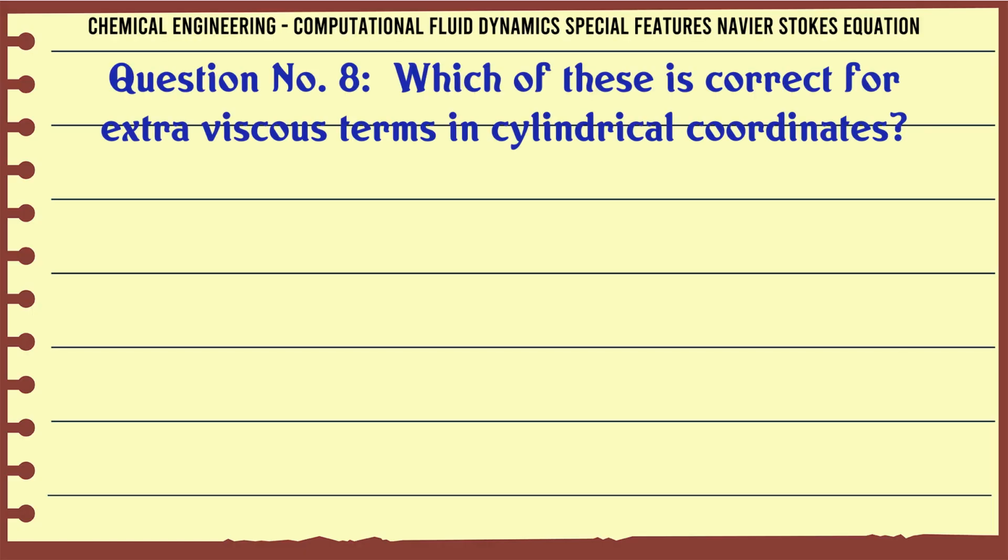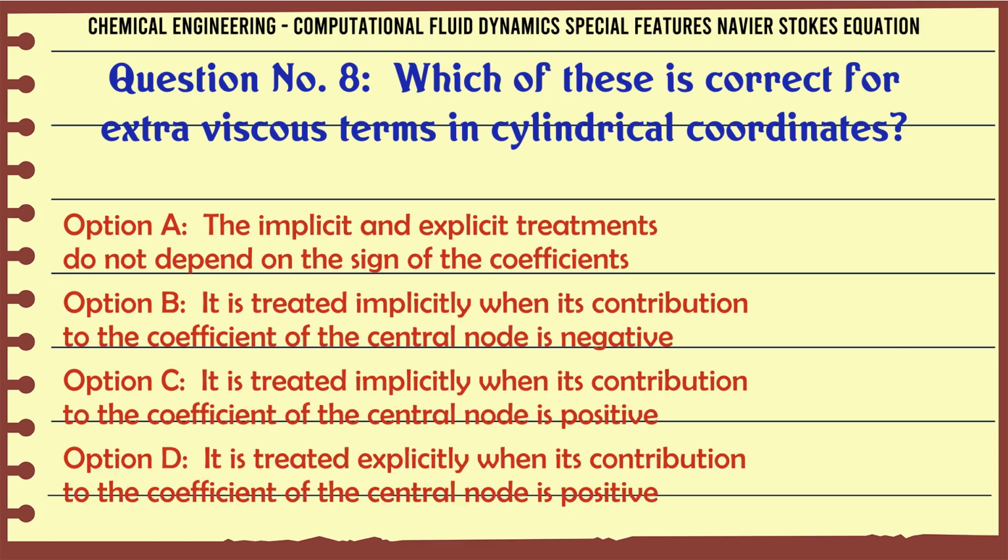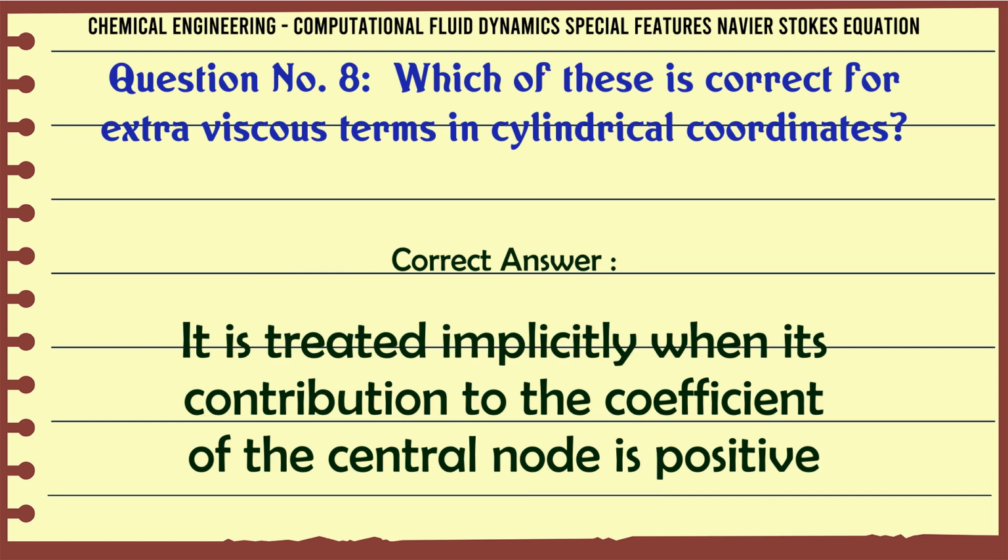Which of these is correct for extra viscous terms in cylindrical coordinates? A. The implicit and explicit treatments do not depend on the sign of the coefficients. B. It is treated implicitly when its contribution to the coefficient of the central node is negative. C. It is treated implicitly when its contribution to the coefficient of the central node is positive. D. It is treated explicitly when its contribution to the coefficient of the central node is positive. The correct answer is it is treated implicitly when its contribution to the coefficient of the central node is positive.